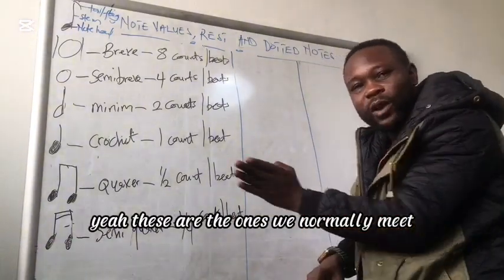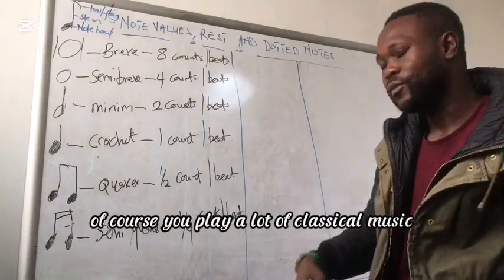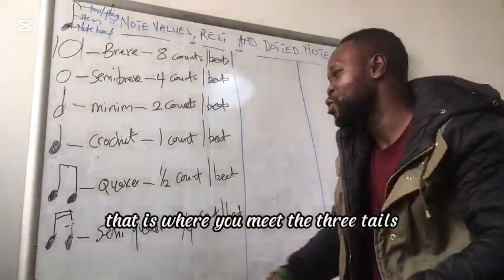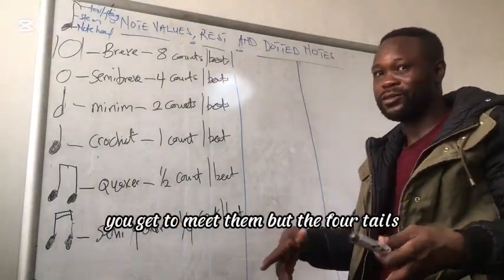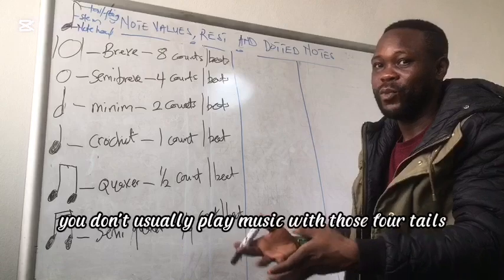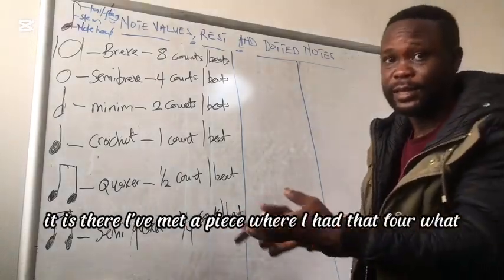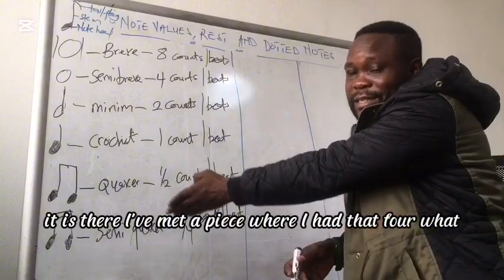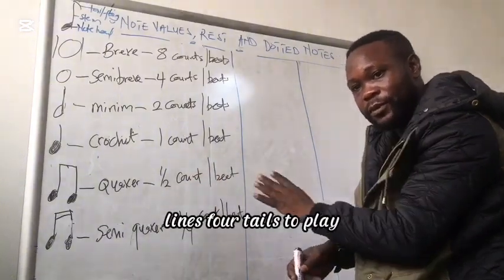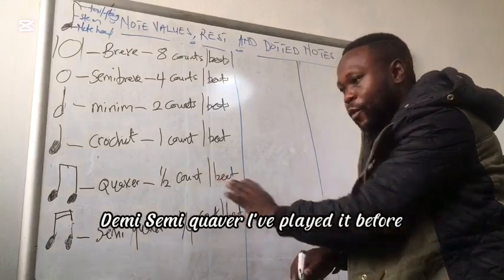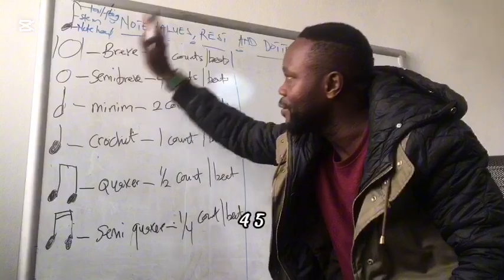These are the ones we normally meet in our musical pieces. Unless of course you play a lot of classical music, that is where you meet the 3 tails. But the 4 tails, you don't usually play music with those. But it is there. I'm not saying it's not there. I've met a piece where I had 4 tails to play, the hemidemisemiquaver. I've played it before. But today we are just going to talk about just these 1, 2, 3, 4, 5, 6.